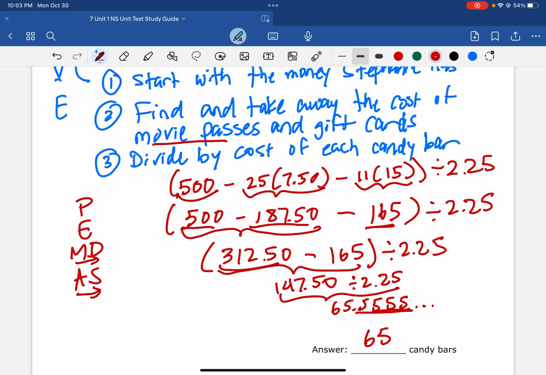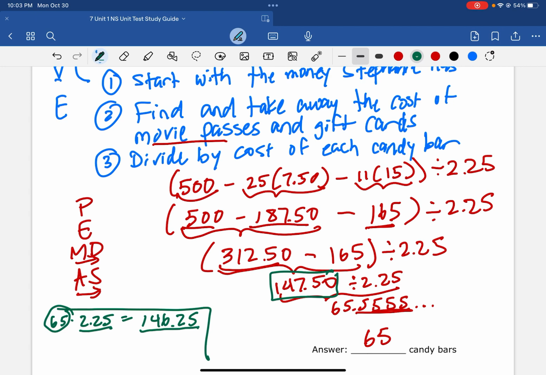Think of it this way. If we tried to find the cost of 65 candy bars, so 65 times 225, 65 times 225 equals $146.25. Remember that this is how much money was left after we ended up taking away the cost of the gift cards and the movie passes. So for 65 candy bars at $2.25 each, that's going to be $146.25. Stephanie can afford that. But what if we had 66 candy bars?